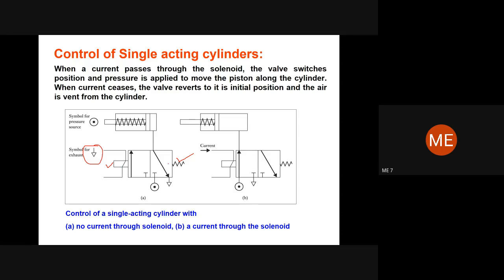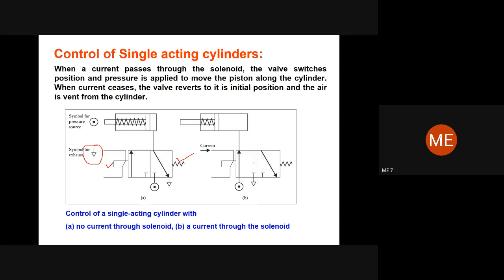Now this is the closed condition. No current is passing through the solenoid, so the spring stays like this. When I pass current through the solenoid, due to the electromotive force, the solenoid attracts the iron core, and due to that attraction, the actuation starts.